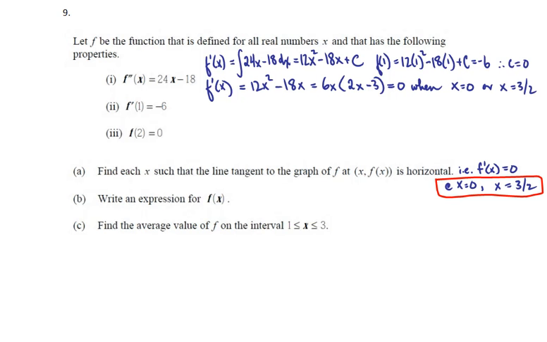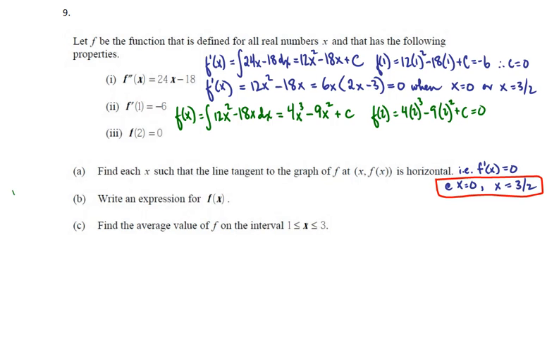Now for part B, we want to find what f of x is. And so f of x is just the integral of f prime of x. The integral of 12x squared minus 18x is 12x cubed over 3, or 4x cubed, then minus 18x squared over 2 is minus 9x squared, plus c. But we're told that f of 2 is 0. And that means 4 times 2 cubed minus 9 times 2 squared plus c is equal to 0.